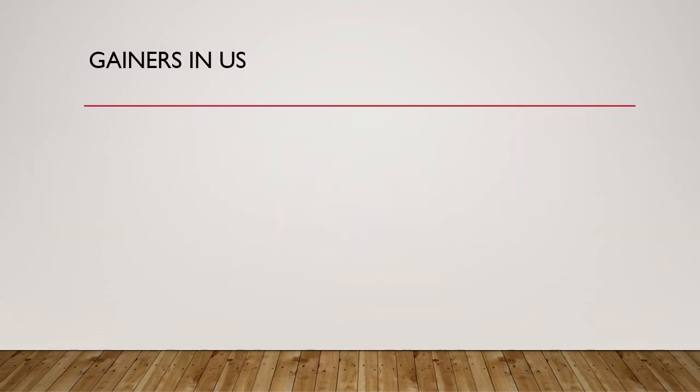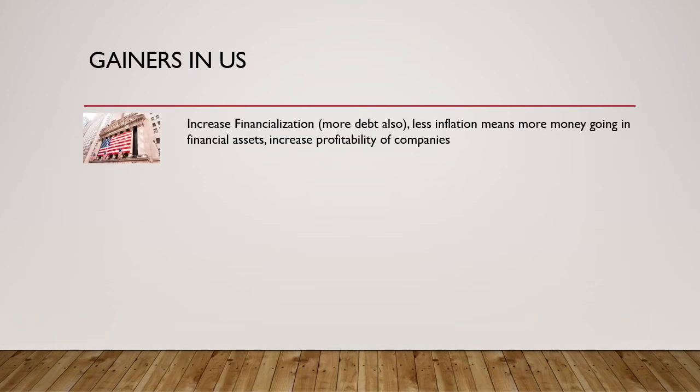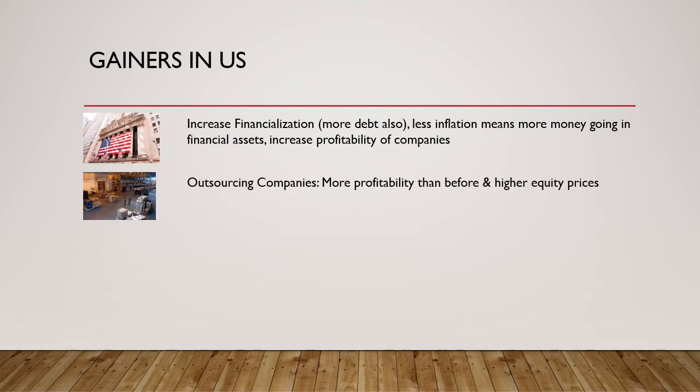So let's talk about who the gainers are and how they stack up in US. Biggest, I would say, the gainers are the financial institutions. Why I say that? There will be increased financialization of the economy as there will be more debt in the economy. Less inflation would mean more money can go into the financial assets. Also, the productivity of the companies will increase overall because of this. And overall, there will be more companies in China as well as in US, so the nature of companies in US would change. Also, the outsourcing companies in US would be gaining tremendously on account of their increased profitability and higher equity prices.